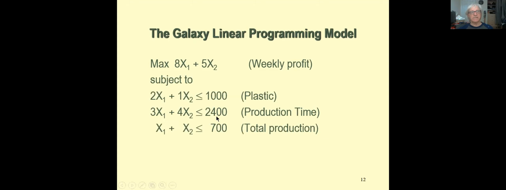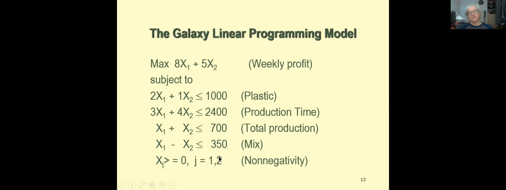Two more constraints have to do with the structure of the solution. X1 and X2 combined cannot exceed 700, marketing requirement. And X1 cannot exceed X2 by more than 350, marketing requirement. This is the linear programming model.